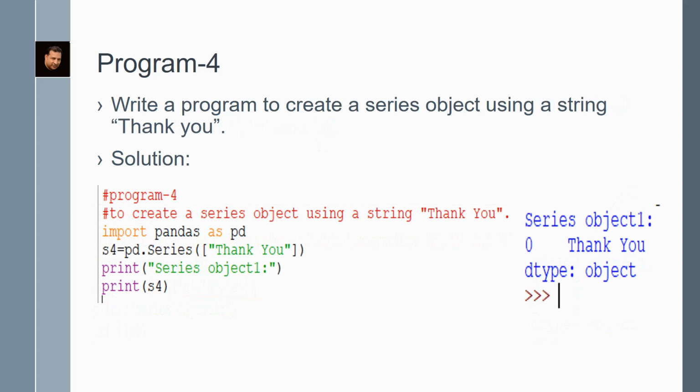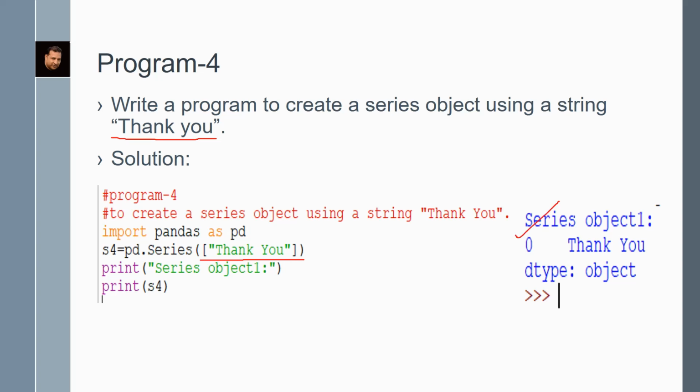This is our next program. Write a program to create a series object using a string. String can be anything within double quotes. So this is a string. So import pandas as pd. S4 is equal to pd.Series and write thank you like this. So you will see series object having thank you string.